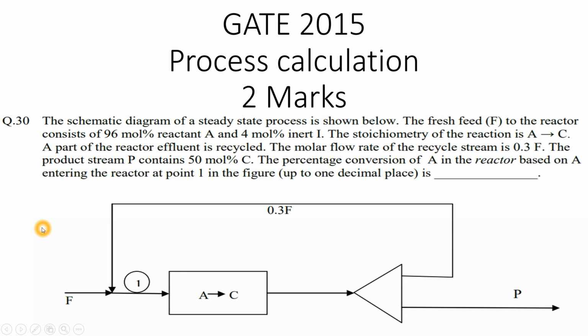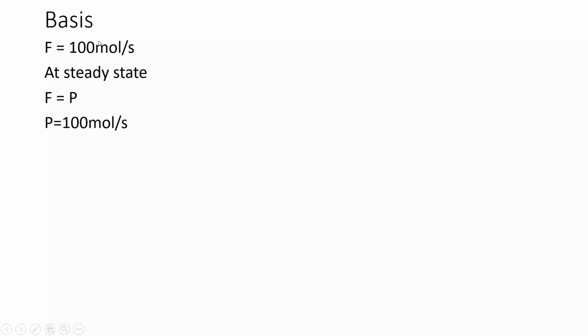So let's start with the solution. Basis: I am taking F equal to 100 mole per second. There is no problem if I take this. At steady state, input should be equal to output since accumulation is 0. So at steady state, F is equal to P, and P should also be 100 mole per second since F is 100 mole per second.